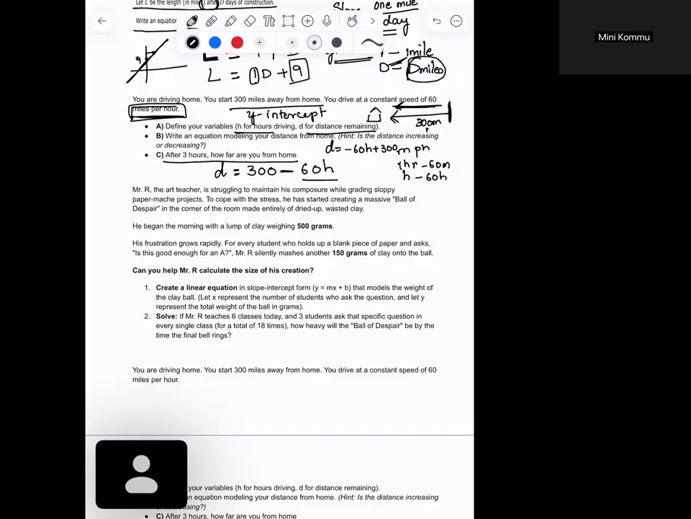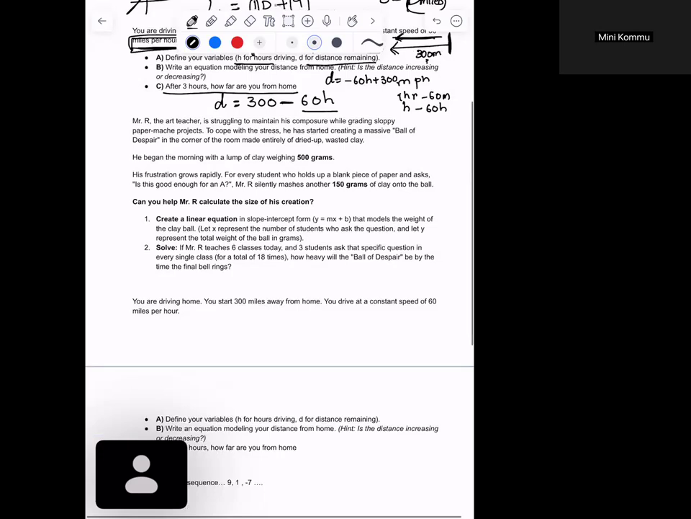He started, guys, look at this. He started with 500 grams of clay. That is the starting point. So the y-intercept is what? 500. All right. Now I'm going to be looking for some ratio over here.